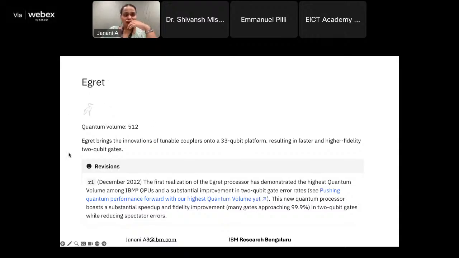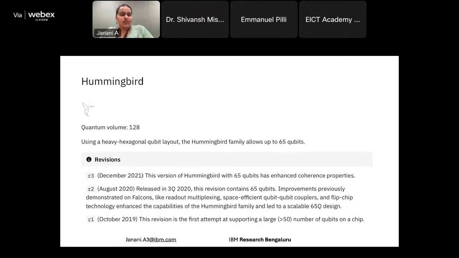Then we had Egret, which has a quantum volume of 512. This brings innovations of tunable couplers onto a 33 qubit platform, resulting in faster and higher fidelity 2 qubit gates. The first realization of the Egret processor has demonstrated the highest quantum volume among IBM QPUs and a substantial improvement in 2 qubit gate errors. This new quantum processor gave a substantial speed up and fidelity improvement in 2 qubit gates, while also reducing readout errors.